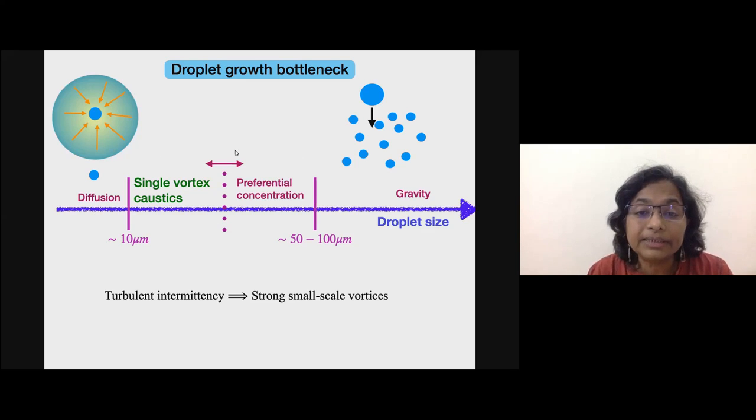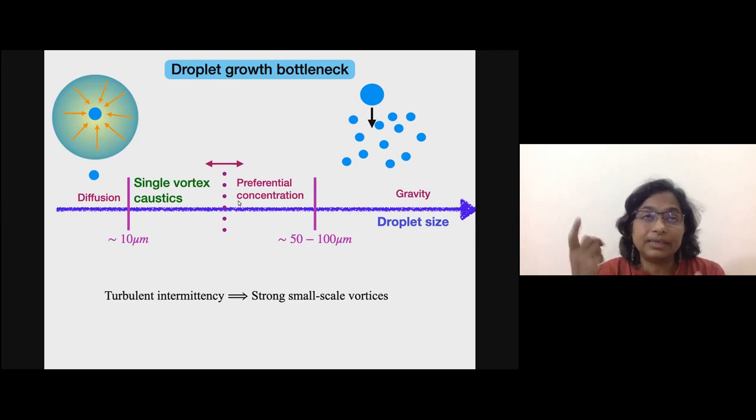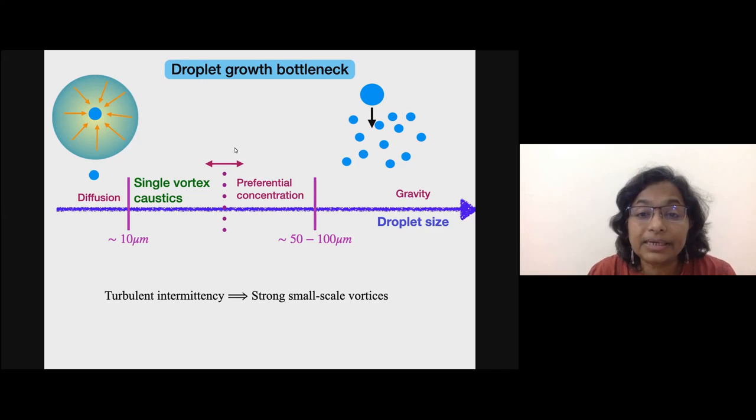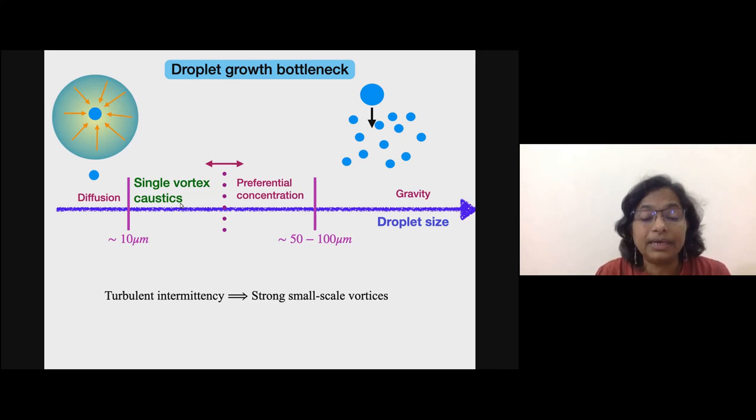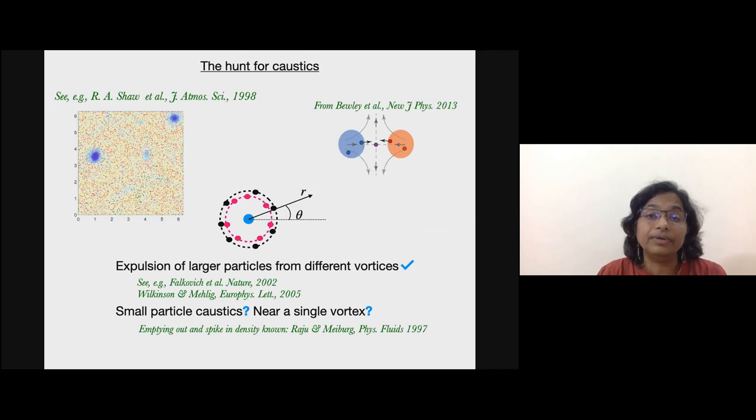Usually turbulence is given as the answer for bridging this droplet growth bottleneck, and preferential concentration, which we'll see in the next slide, is often offered as the argument. But we will see that this can only happen if the Stokes number is already big. That means the particles are already rather several tens of microns. So today we want to propose this thing called single vortex caustics for bridging the droplet growth bottleneck. We'll see what this is and why we think it bridges the bottleneck. We'll resort to the fact that turbulent intermittency has very strong small scale vortices.